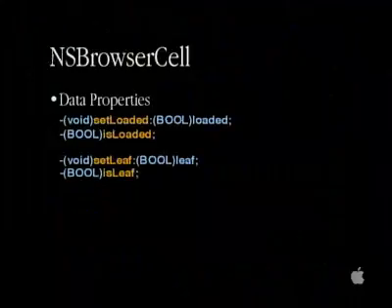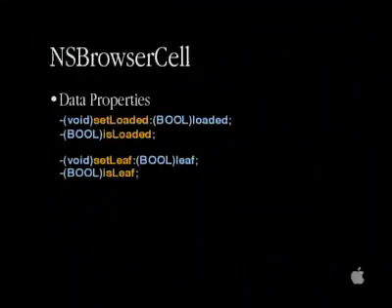Now, because browser cells can be loaded lazily, browser cells have to be able to tell you if they've been loaded or not. And the only other real property that's interesting in NSBrowserCell itself is the fact that it can be a leaf node or a non-leaf node. Typically, you're going to just make your own subclasses of NSBrowserCell, and that's what you're going to load into the matrices of your browser.